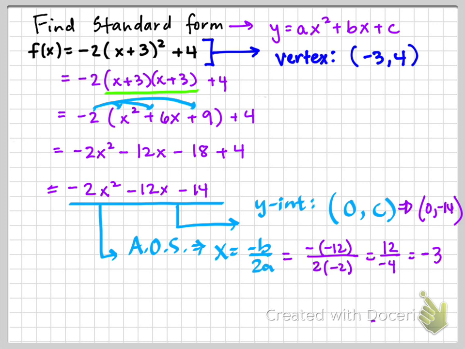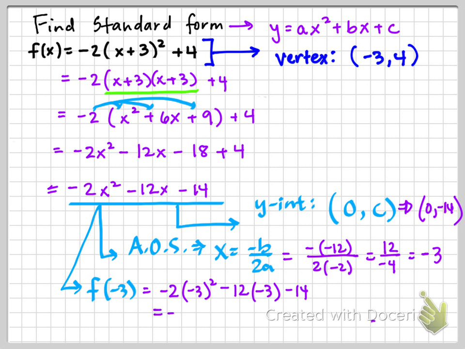So, in my standard form, now that I have the axis of symmetry, if I plugged in f of negative 3, well, what would I get? I would get negative 2 times negative 3 squared minus 12 times negative 3 minus 14. PEMDAS matters, so exponents come first. Negative 3 squared is 9. 9 times negative 2 is going to be negative 18. Plus, now I have 12 times 3, which is 36, but I'm minusing 14 from that. That's going to give me the value of positive 4.